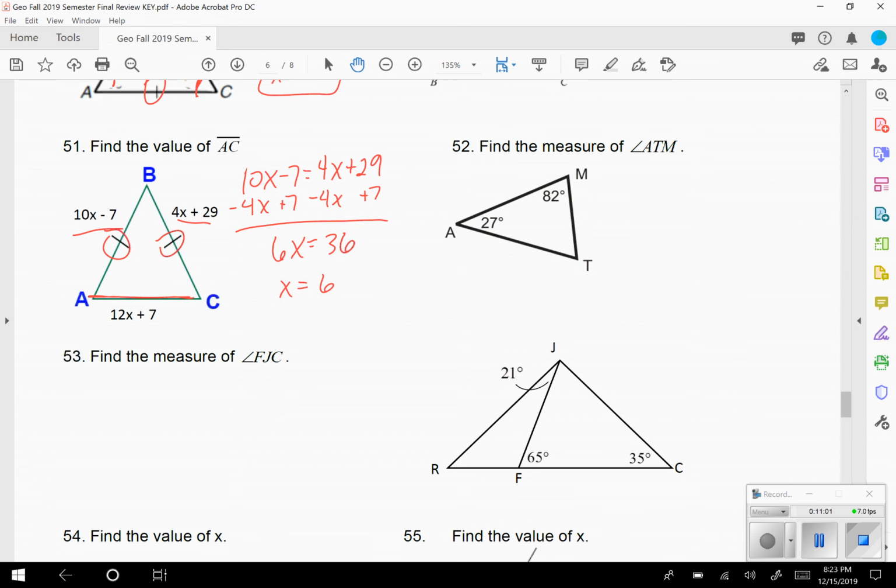And now we need to find the length of AC, so we'll just plug in. So you do 12 times 6 plus 7. Okay. And you get 79.